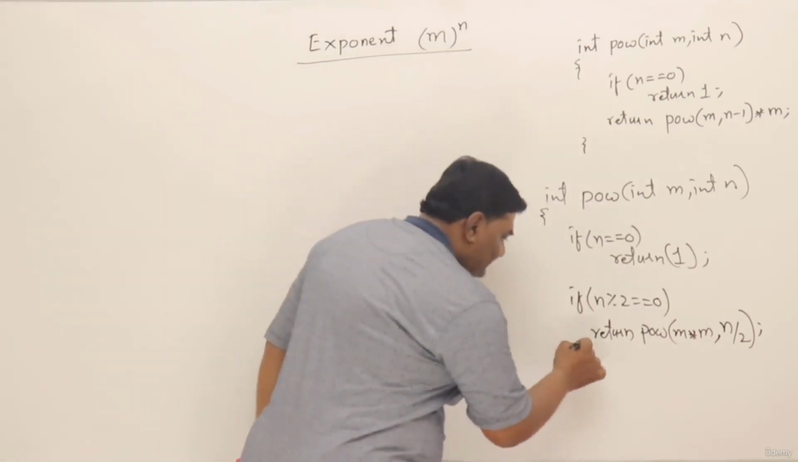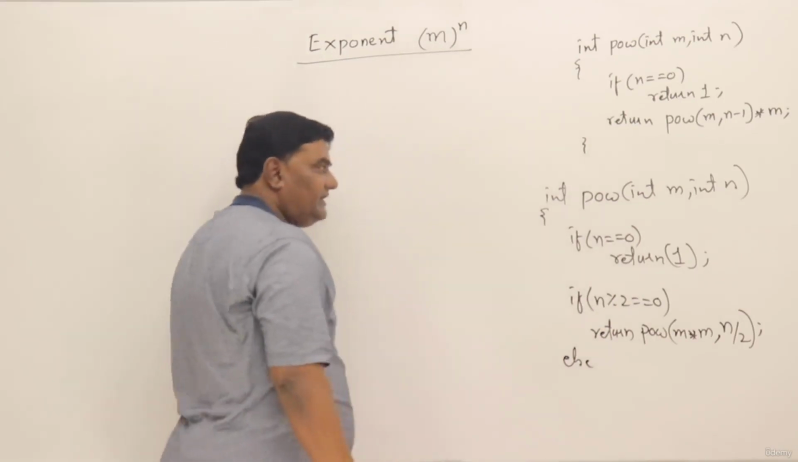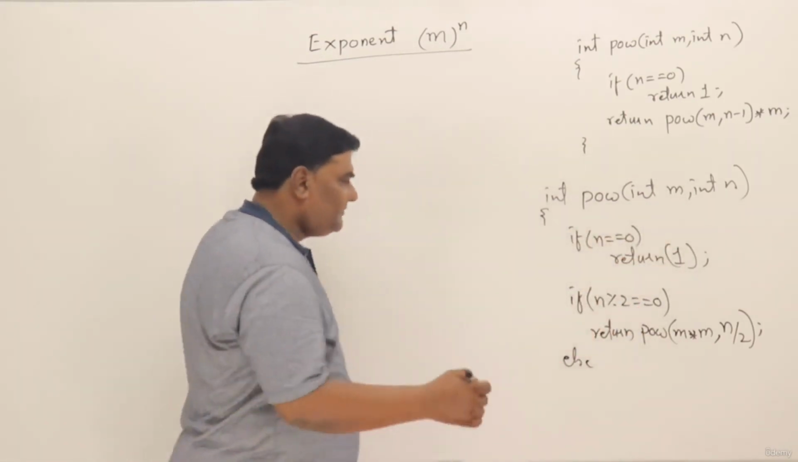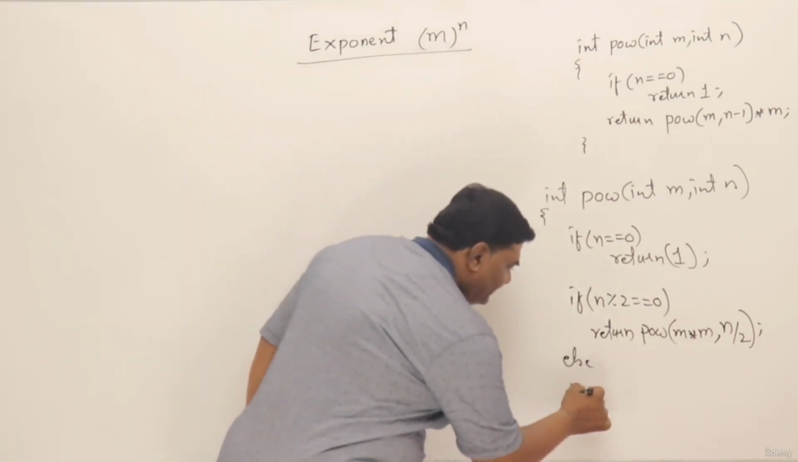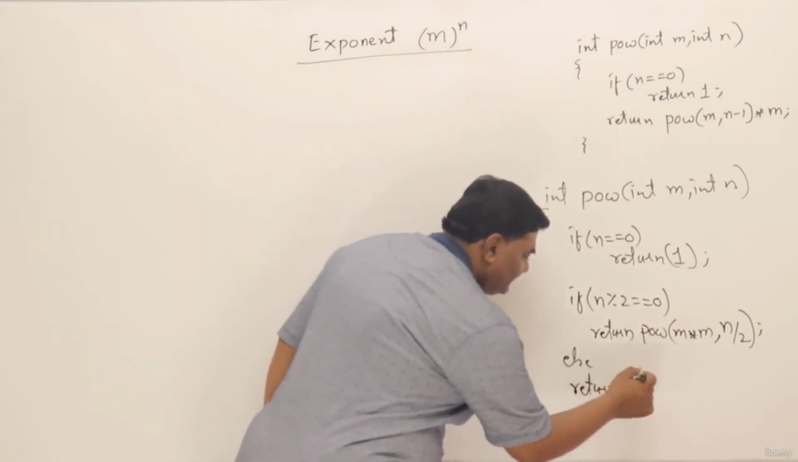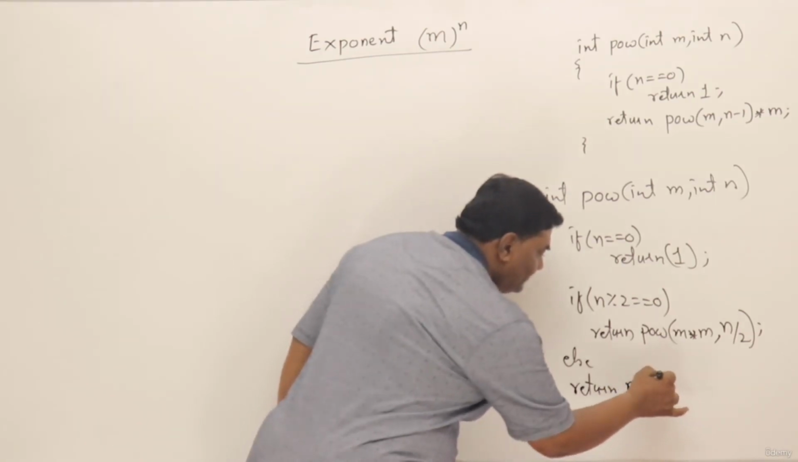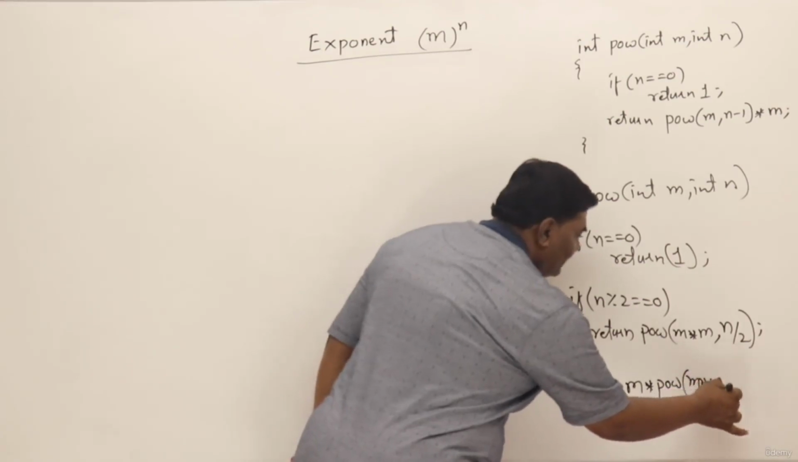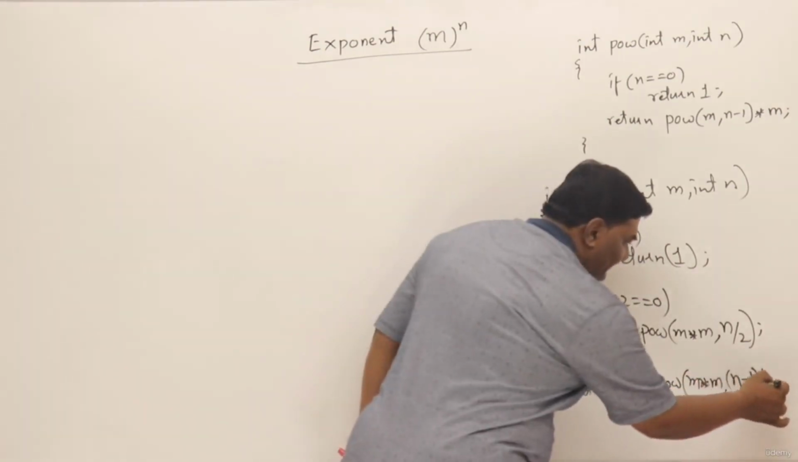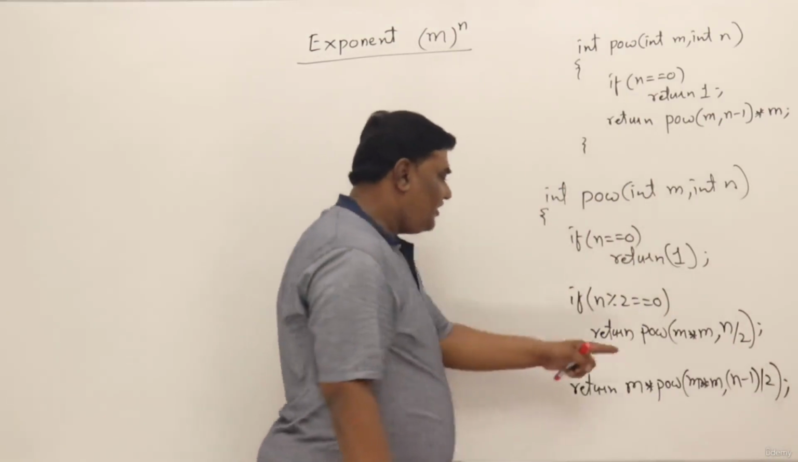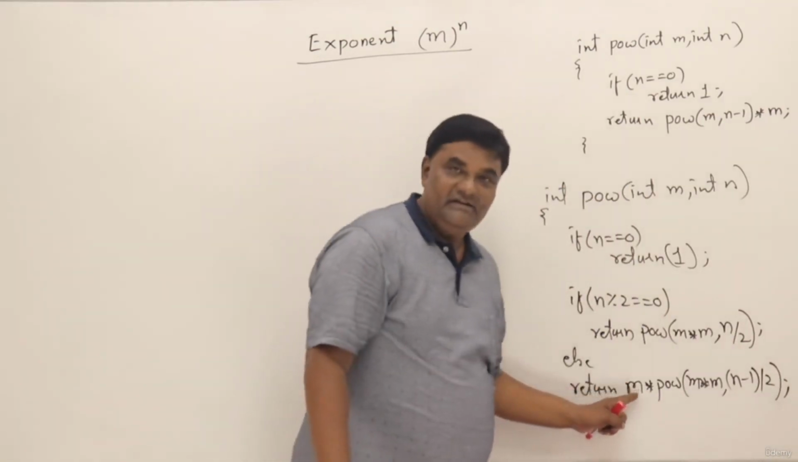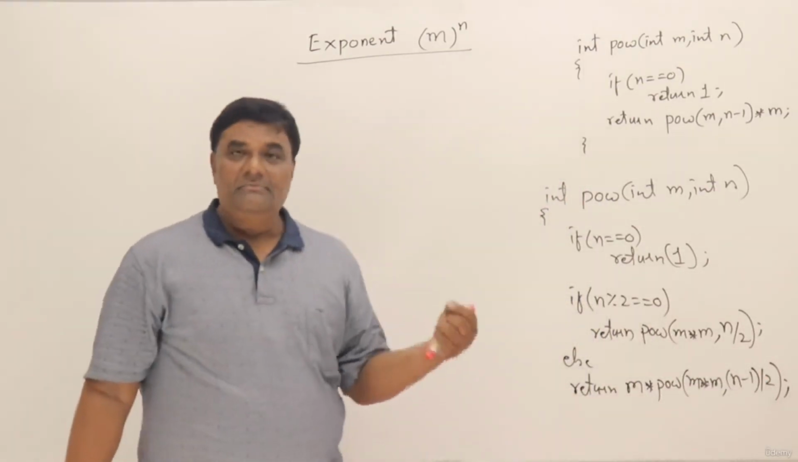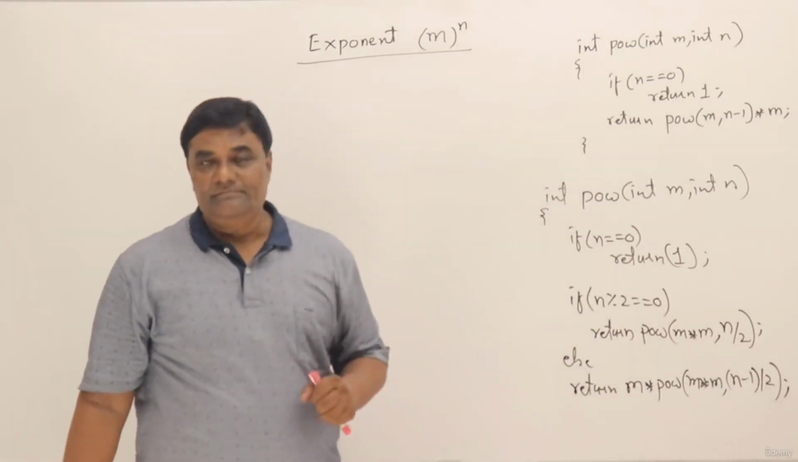Else, it means the number is not even, the power is odd. If the power is odd, one multiplication is extra. So I will write down return m into power of m into m, comma, n minus 1 divided by 2. If it is an odd number, then one multiplication we are taking here directly and then n minus 1 by 2. So n minus 1 will become an even number, then divided by 2.